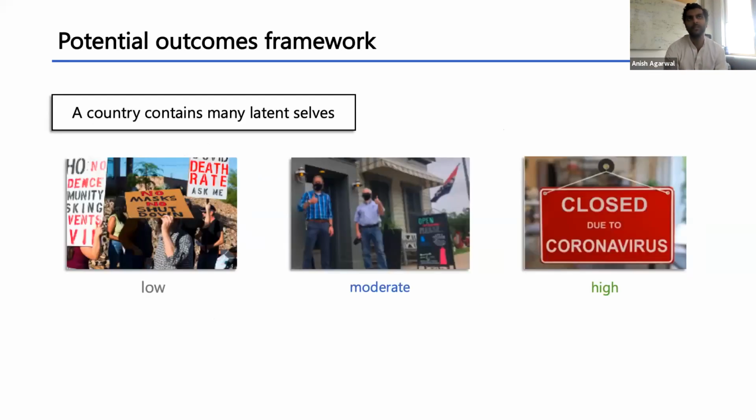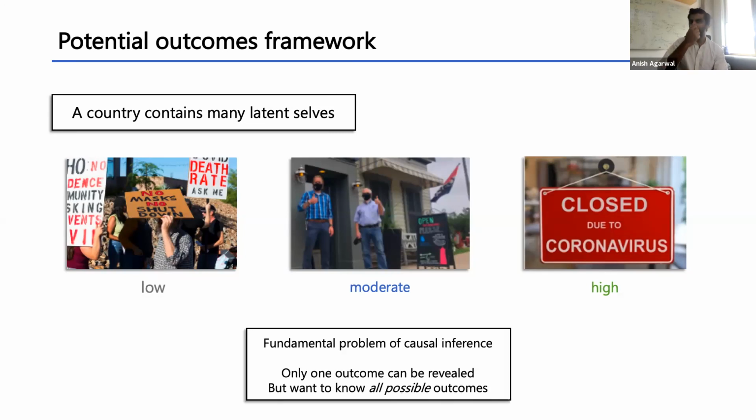So as I know is familiar to probably most people here, is the potential outcomes framework. So this is one way of thinking about this question, or posing this question. And the potential outcome framework basically posits that a country contains many latent cells. So there's a version of the US under a low mobility restriction, a version of the US under a moderate one, and a version of the US under a high one. As we know, a fundamental problem of causal inference is that we can only observe the US under one of these policies, but we want to know all possible outcomes.